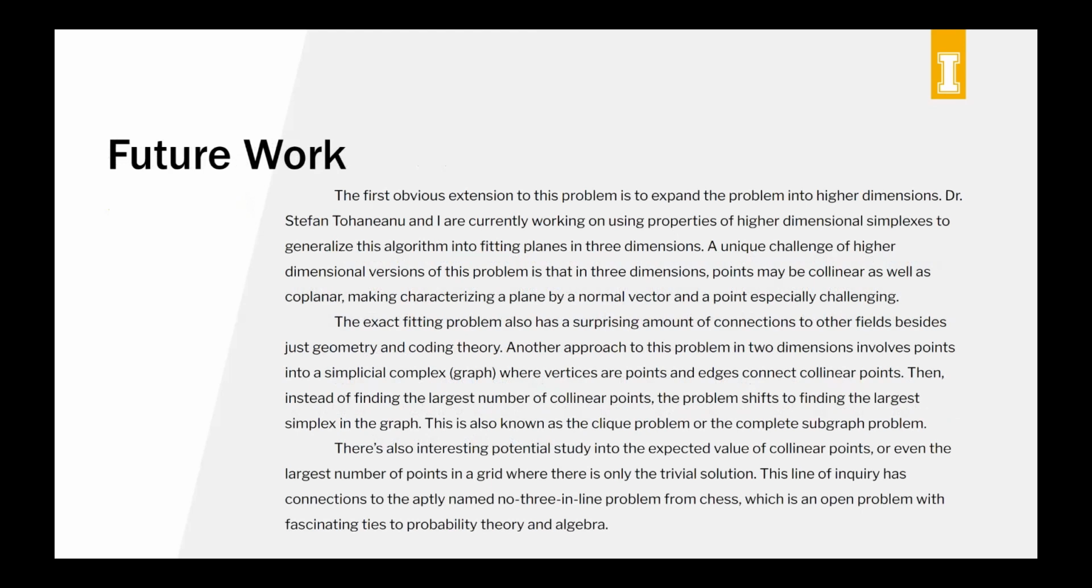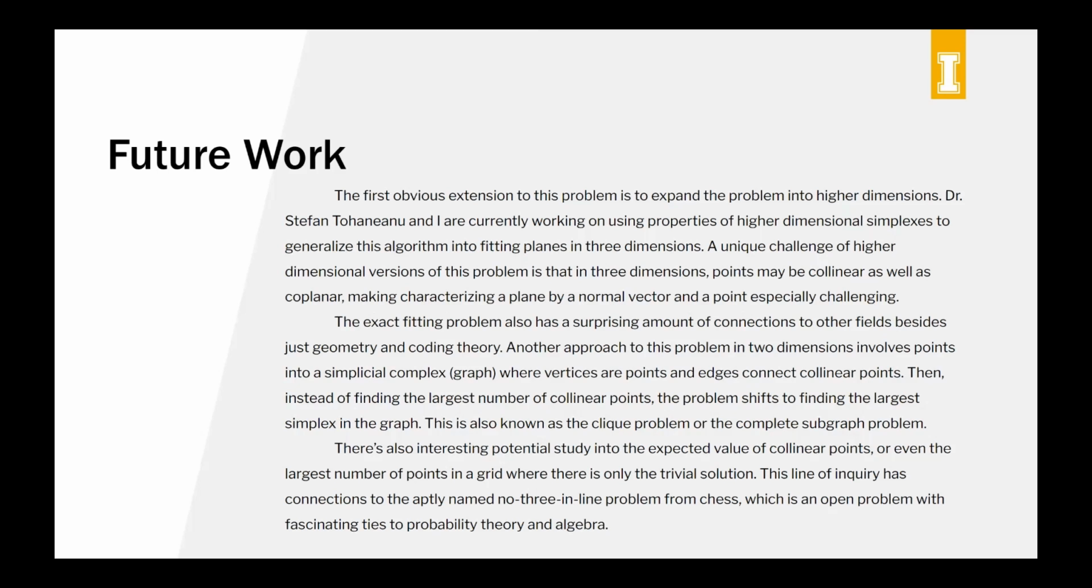So as far as future work, I think the next obvious extension is to look at higher dimensional versions of this problem. But beyond that, there's also entirely different ways to approach the problem, such as viewing it from simplicial complexes or even using a commutative algebra approach.